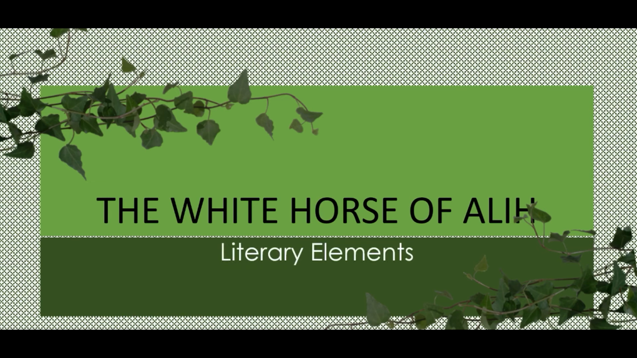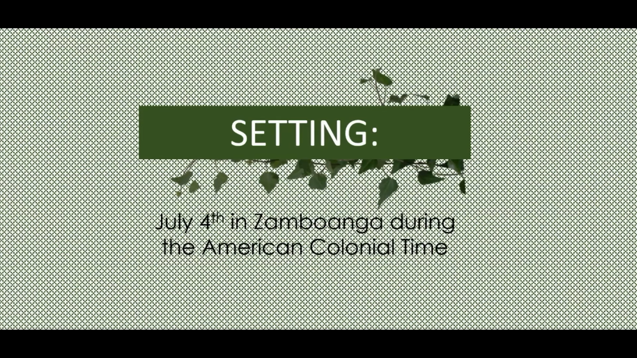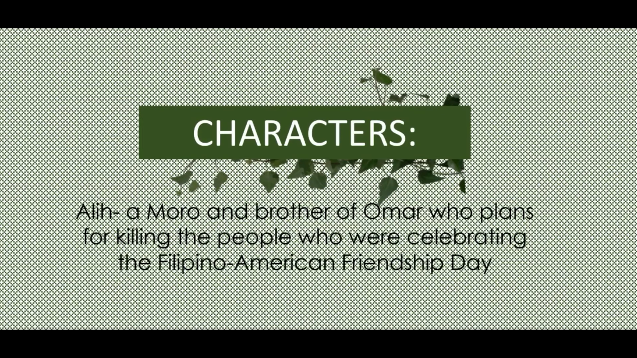As we all know, literary elements are the parts and components of a literary text. And the first element we will be having is the setting. The setting of The White Horse of Alih happened on July 4th in Zamboanga City during the American colonial time. Next is the characters. There are two types of characters: the dynamic and static. First off, dynamic. Dynamic means the character can change roles throughout the story. And static, which means unchangeable or stable.